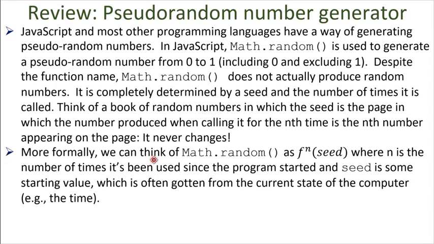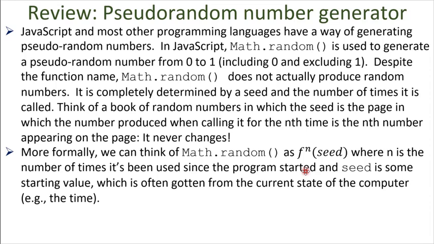More formally, you can think of math.random as a functional power f to the n evaluated at some seed. Recall that f to the third of seed, or the third power of f evaluated at seed, is just f of f of f of seed. So the first time you call math.random, you could think of this as f to the first of seed, so that's f of seed. And that's going to be some number. Let's say the first number you get was 0.37.